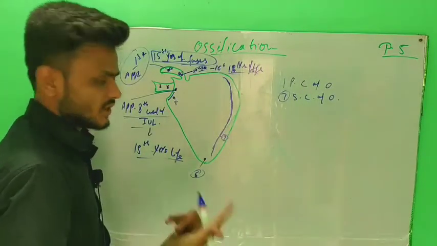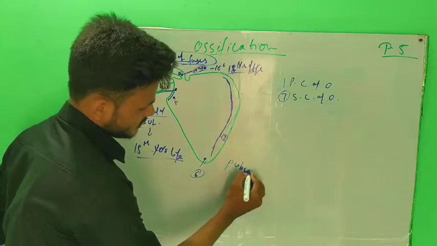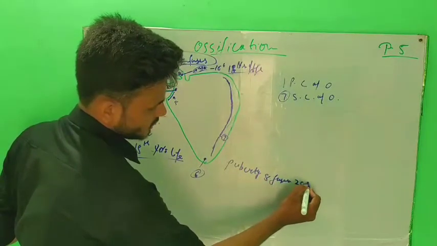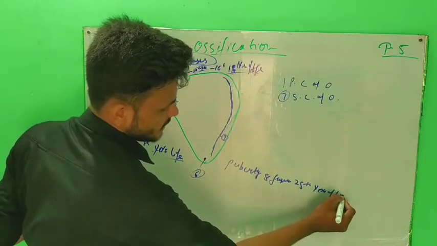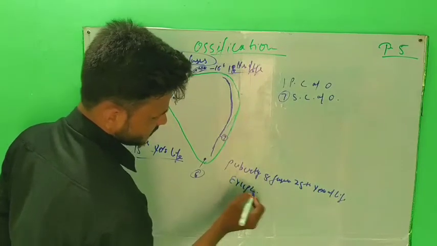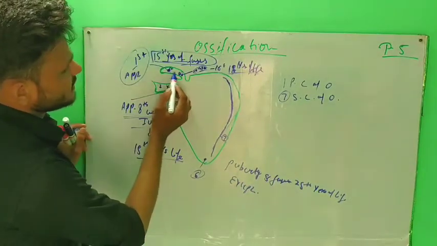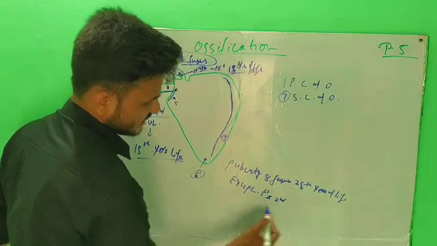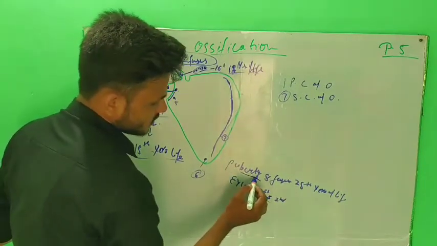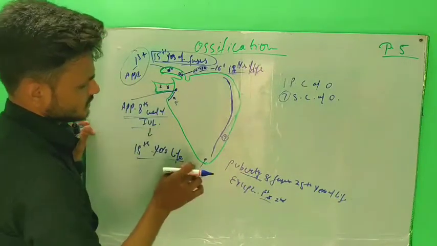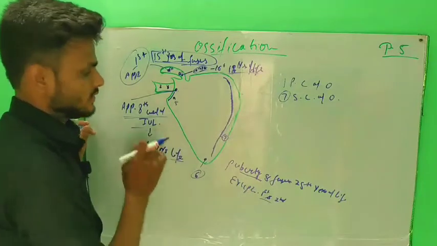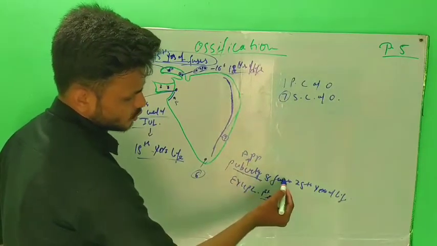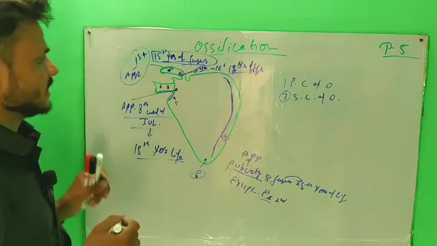Except for the first and second secondary centers of ossification, all the others, that is the third, fourth, fifth, sixth and seventh secondary centers of ossification, appear during puberty and fuse during the 25th year of life.